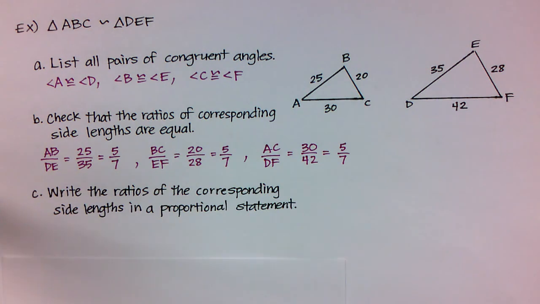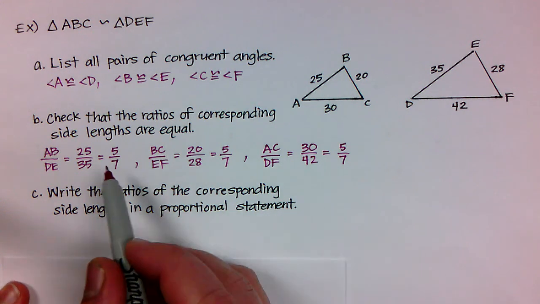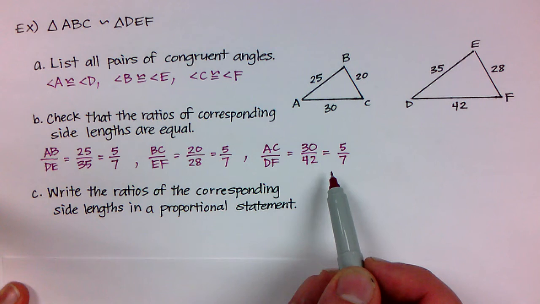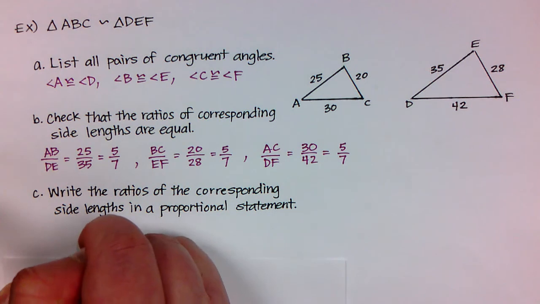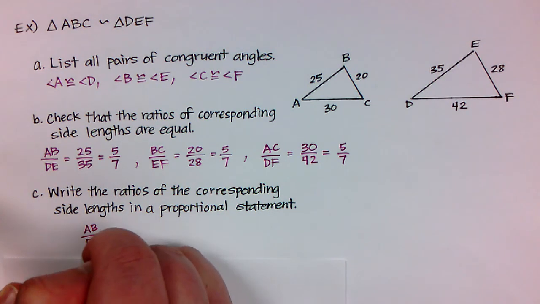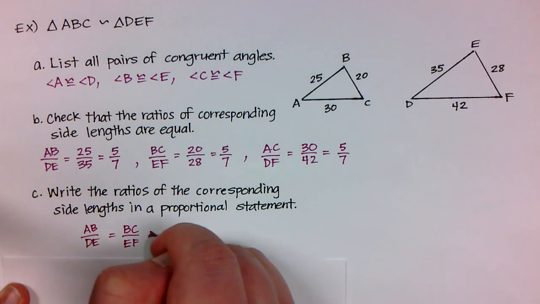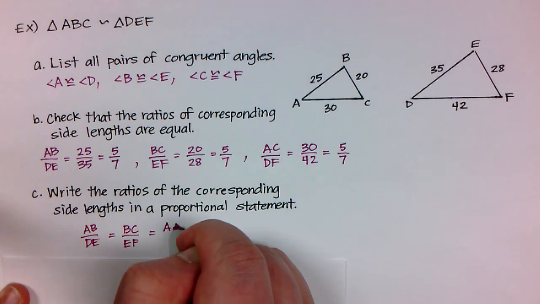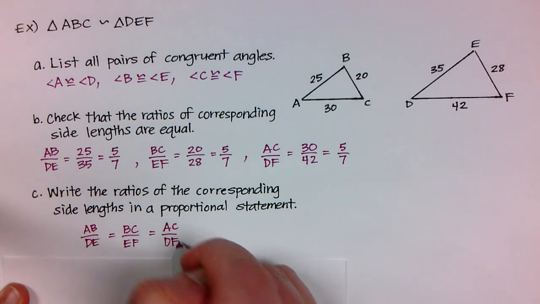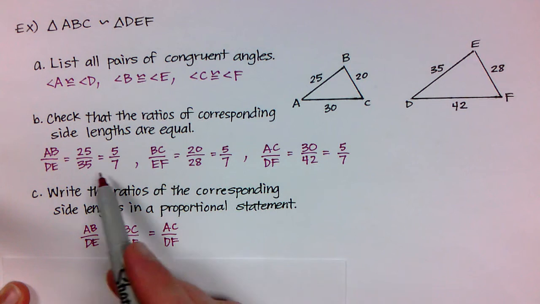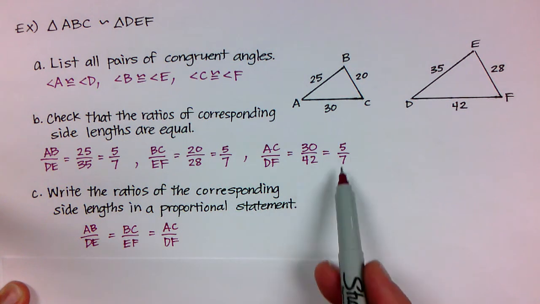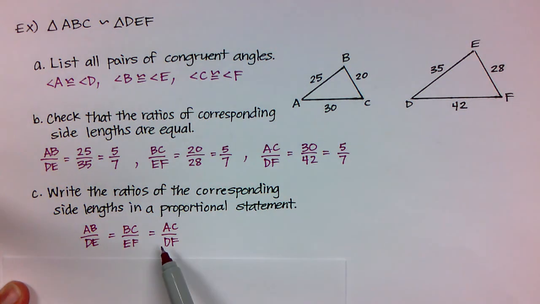So when it asks us to write the ratios of the corresponding side lengths in a proportional statement, now that I know that they all equal 5/7, I can write AB divided by DE is going to be equal to BC divided by EF, which is also equal to AC divided by DF. Now I can't write this if I didn't actually figure this out, because if one of them was different, I would not be able to write this proportional statement.